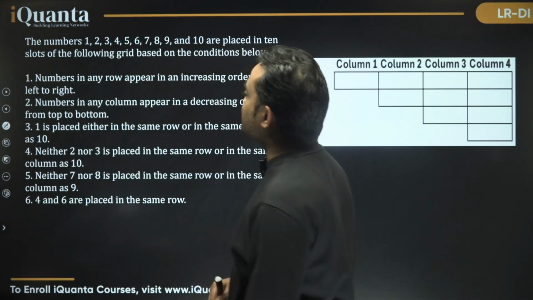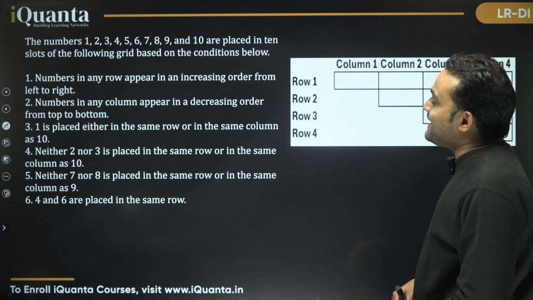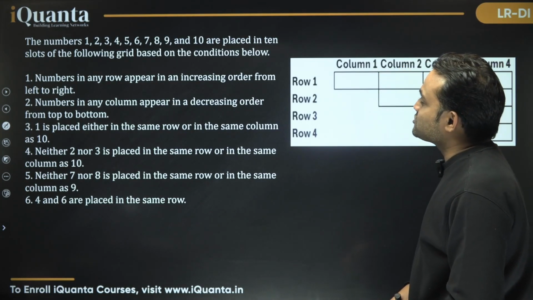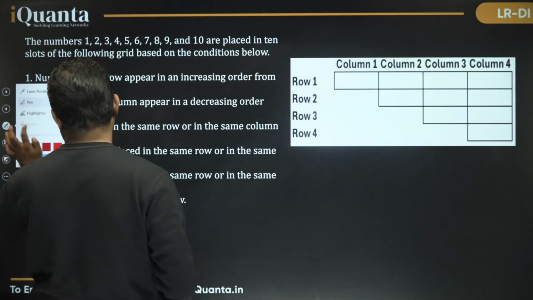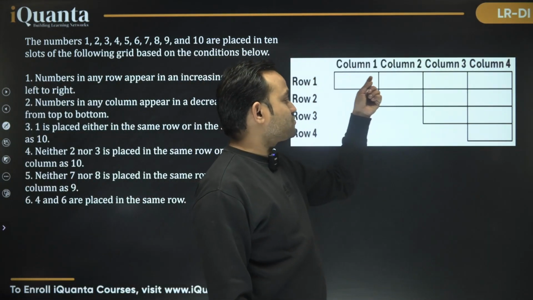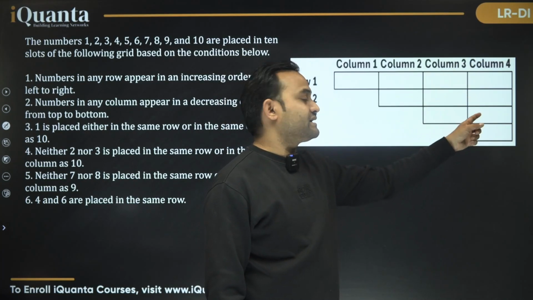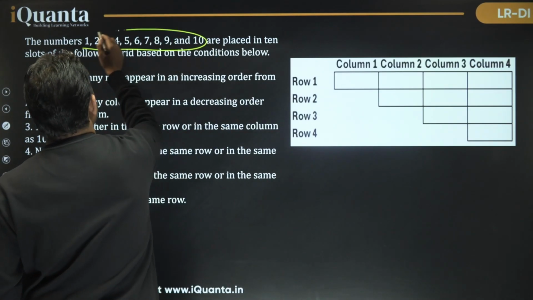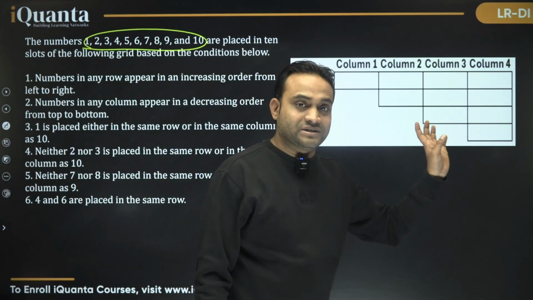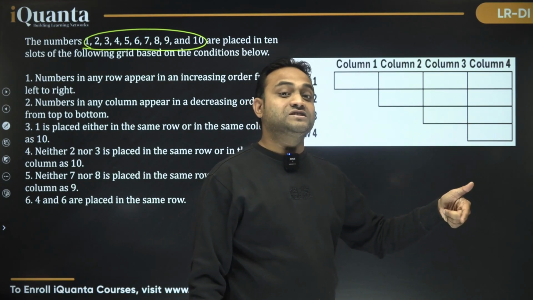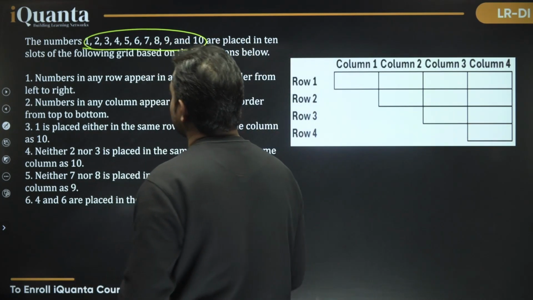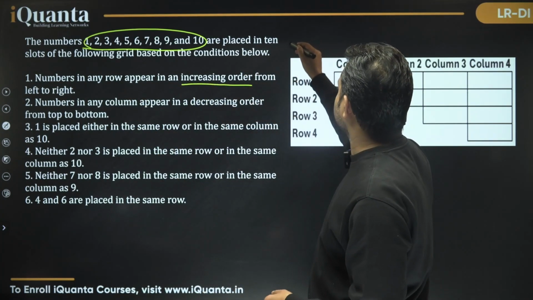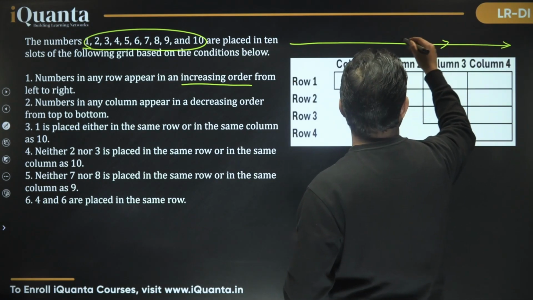The numbers 1, 2, 3, 4, 5, 6, 7, 8, 9 and 10 are placed in 10 slots of the following grid based on the conditions below. So these are the 10 slots, and there are 10 numbers from 1 to 10. We need to put these numbers into these 10 slots with some conditions. What are those conditions? Numbers in any row appear in increasing order from left to right. From left to right, they are increasing.